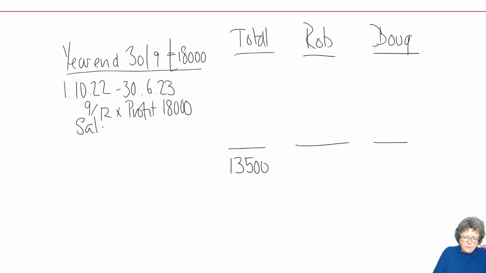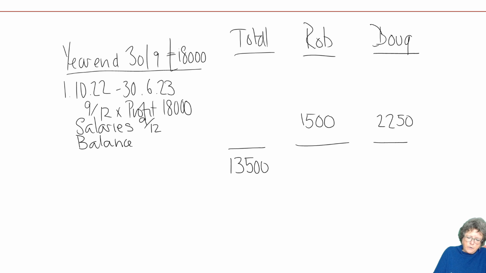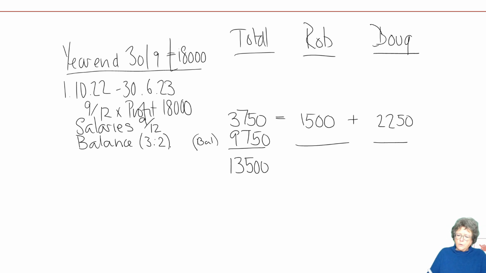Okay, so they do have salaries, 9/12. So Doug has 2,250 and Rob has 1,500. The balance of that 13,500, let me put that in there, the balance of that is 9,750. So that plus that equals that, and this is the balancing figure here, and that's shared 3-2 according to the question, which means Rob gets 3,900 and Doug gets 5,850.